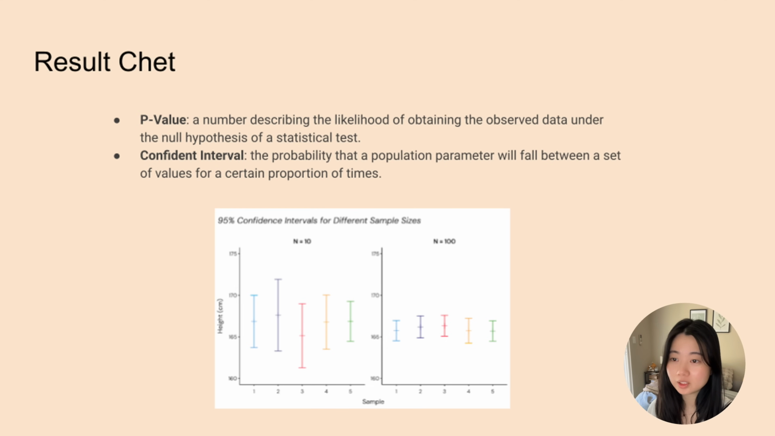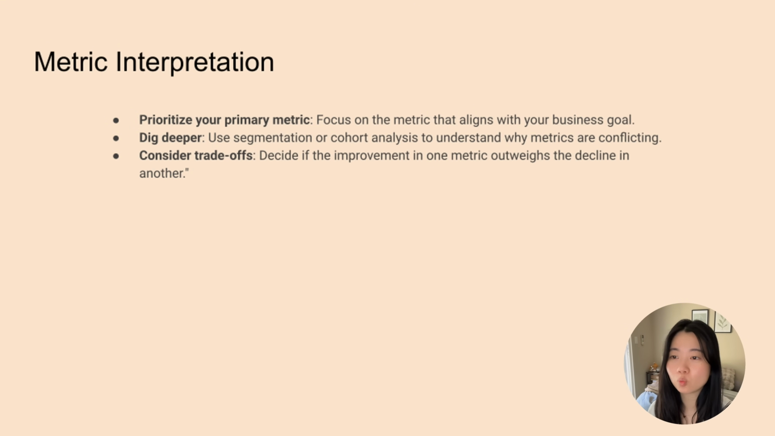Sometimes you will see conflicting results, like one metric improving while another worsens. In that scenario, prioritize your primary metrics. Focus on the metric that aligns with your business goal. Dig deeper. Use segments or cohort analysis to understand why metrics are conflicting. Consider trade-offs. Decide if the improvement in one metric outweighs the decline in others.